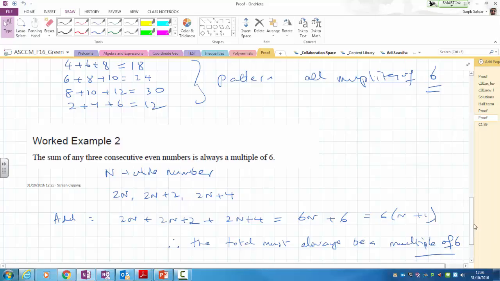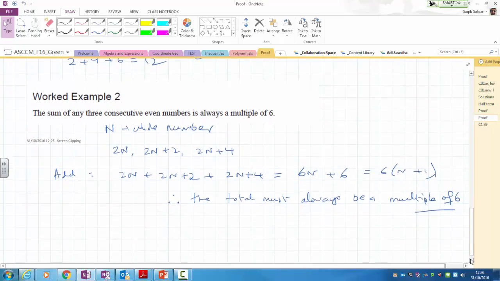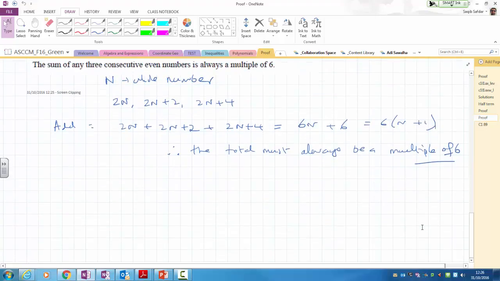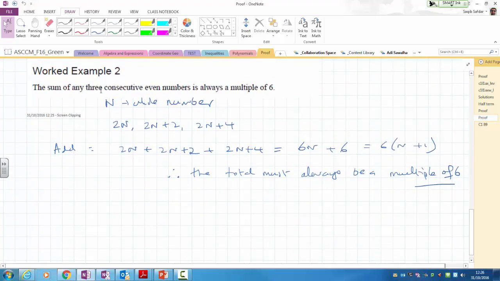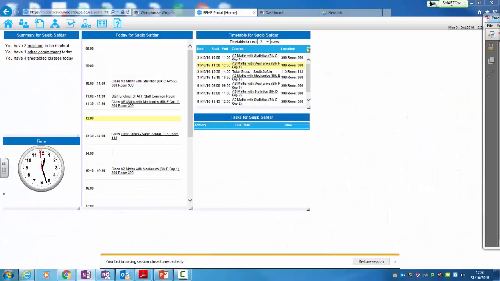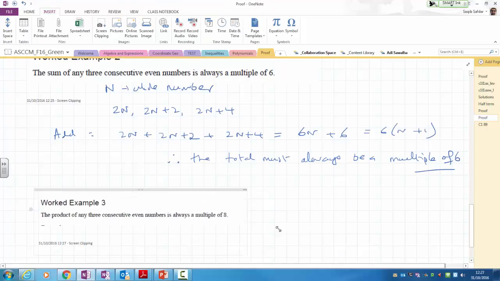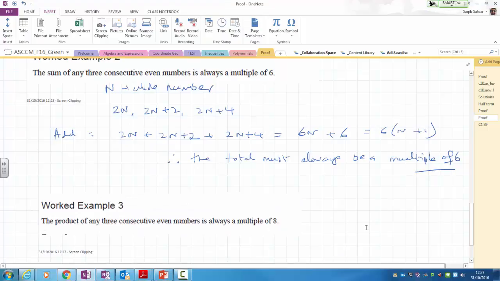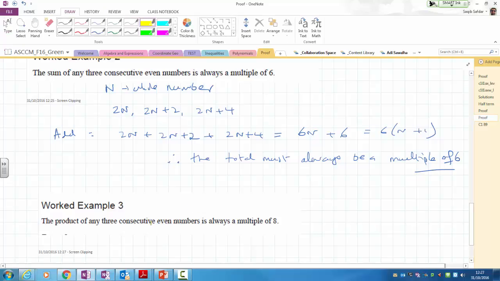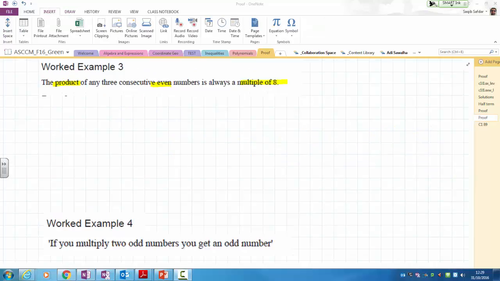What I'd like you to do is have a go at doing something similar. So I'll leave that there so you can copy it down. Now have a go at doing this one here, where you've got the product of any three consecutive even numbers, sorry, is always a multiple of 8. Off you go.